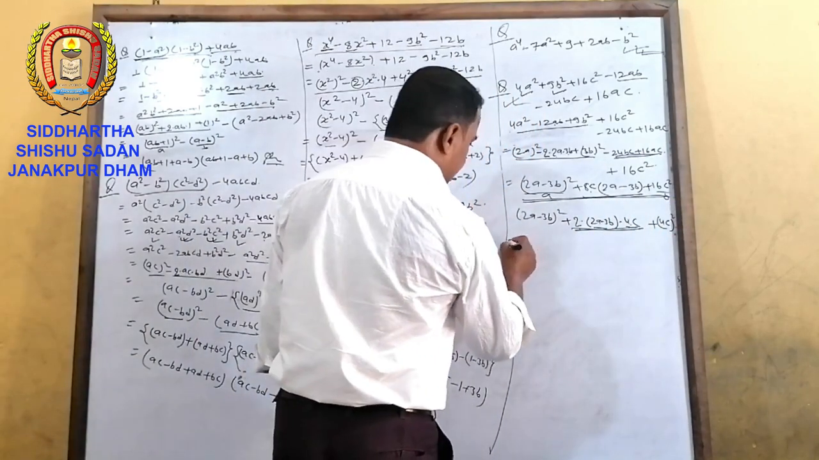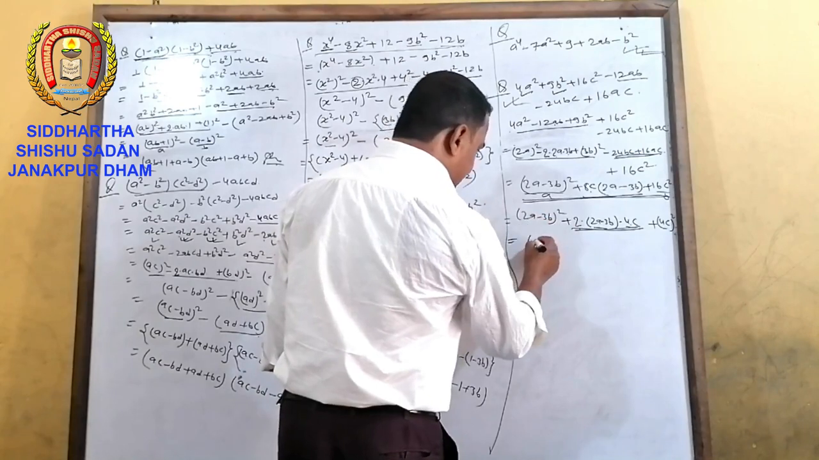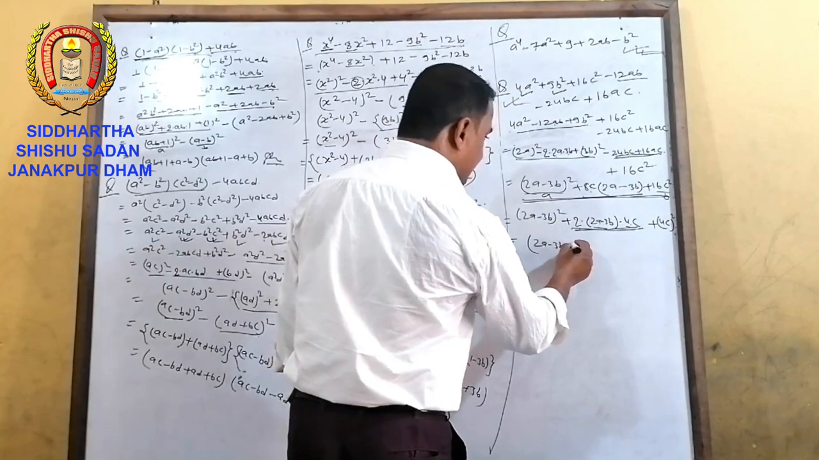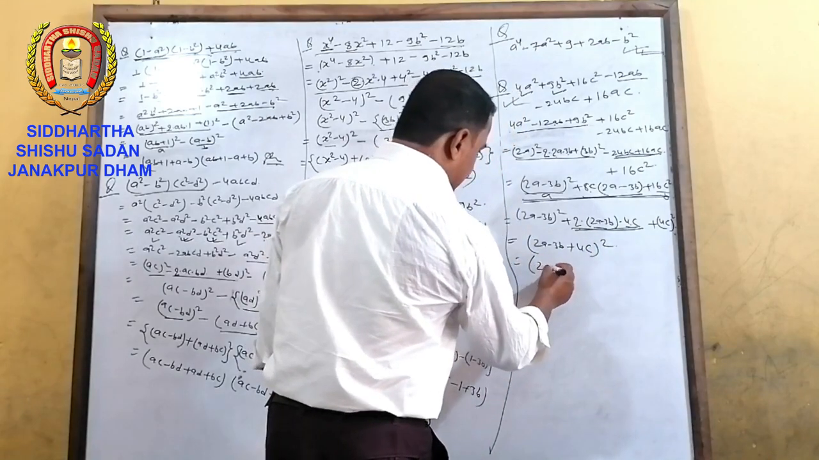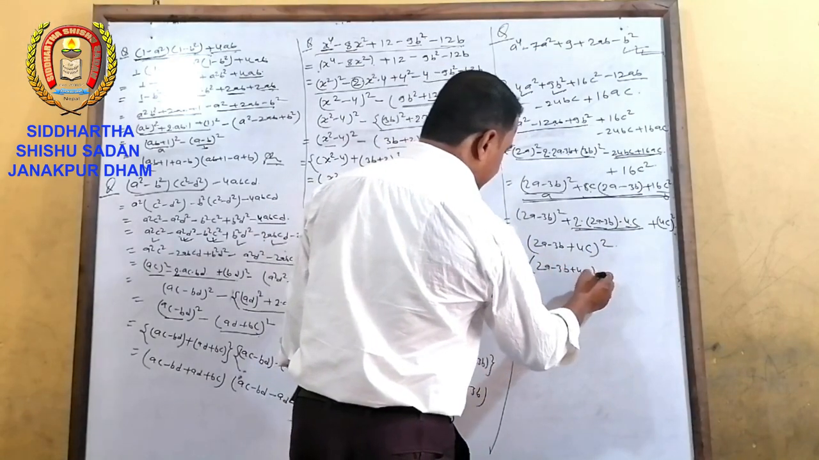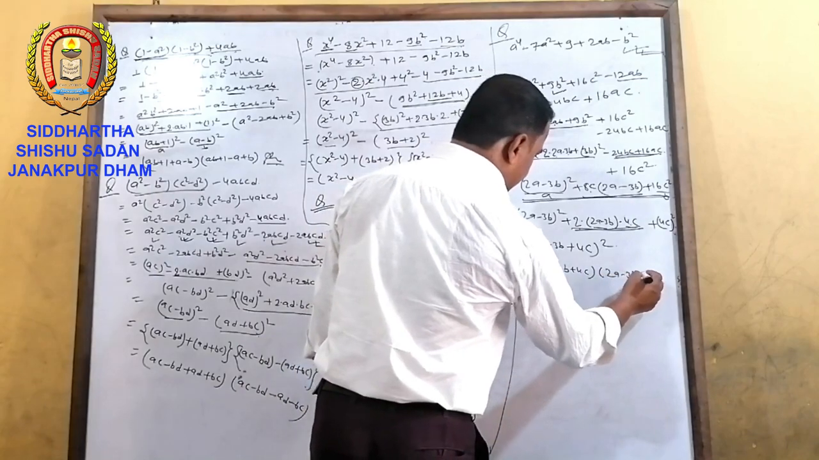So we have to write over here, a means 2a minus 3b, plus b means 4c, whole square. You can write 2a minus 3b plus 4c and 2a minus 3b plus 4c.